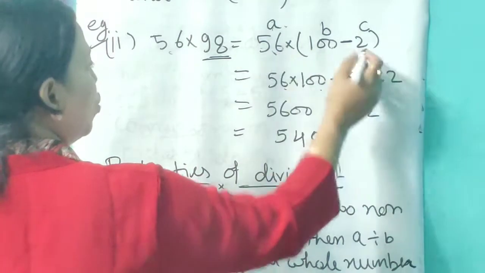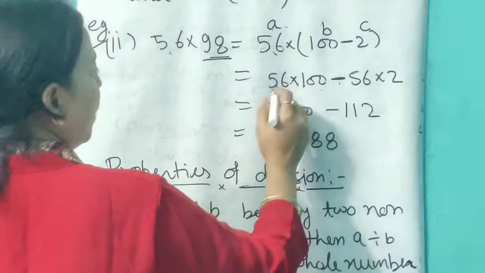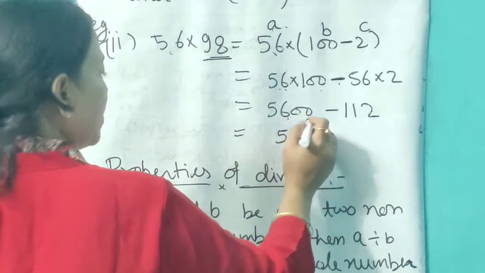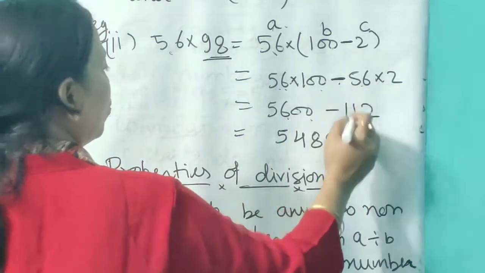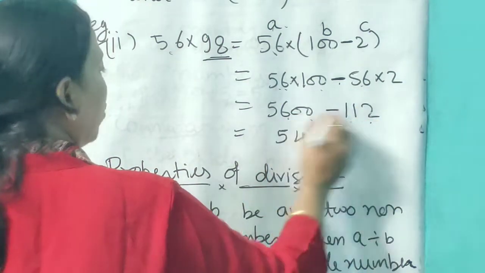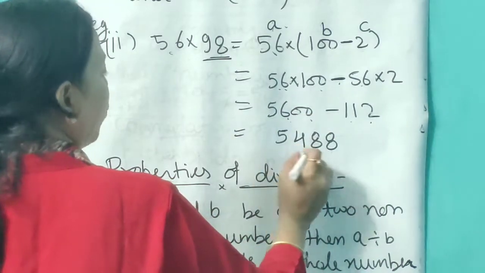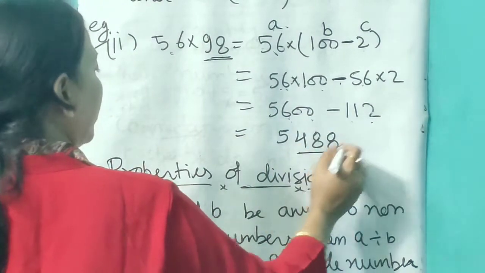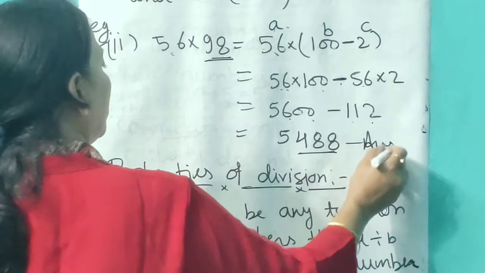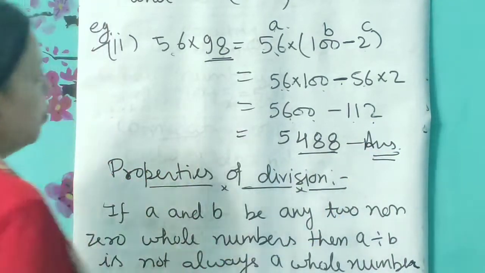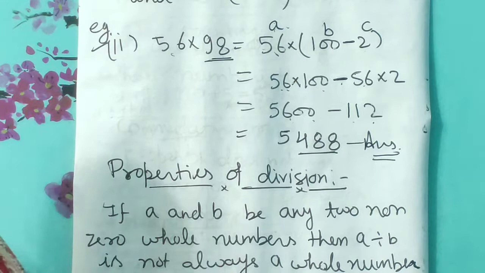Now 56 into 2. Now multiply it simply. 56 into 100 will be 5600 and 56 into 2 will be 112, and now you subtract, it will be 5488. So this is your answer and this is the distributive property of multiplication.